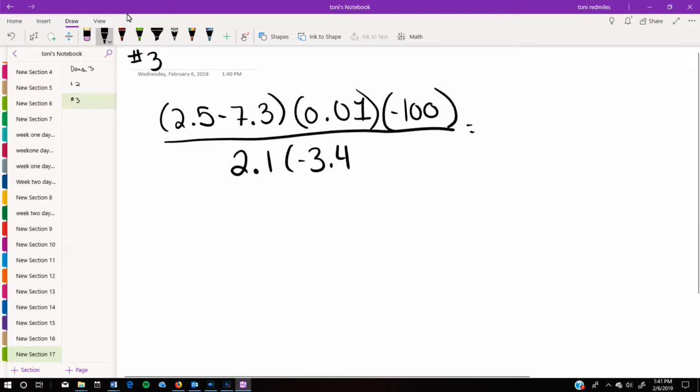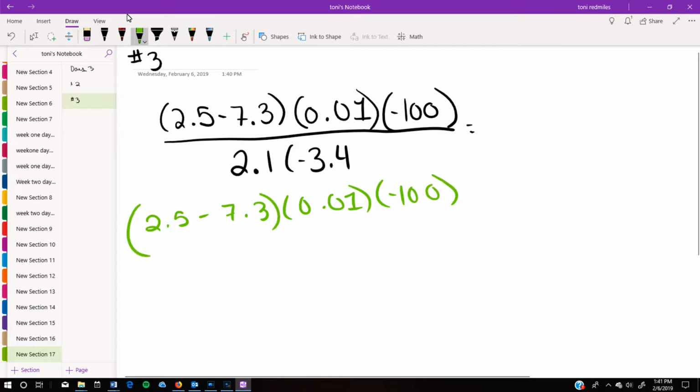So I'm going to change my colors to keep it a little bit more, just easier to read. And we're just going to work the top first. So the first thing I have is this multiplication. Okay, so anytime I multiply something by 100, it moves the decimal place 2 places to the right. One is positive, one is negative, so it is going to be a -1.